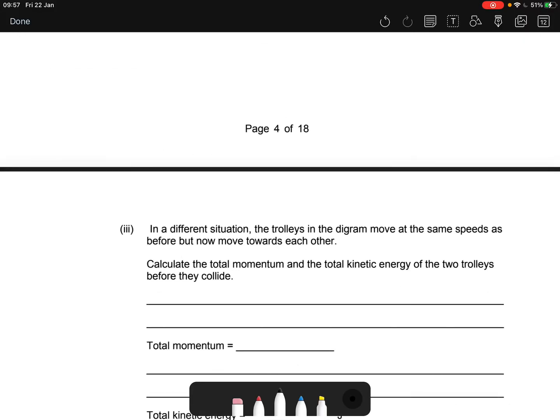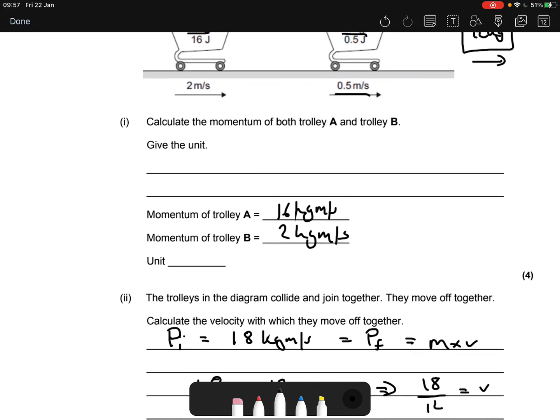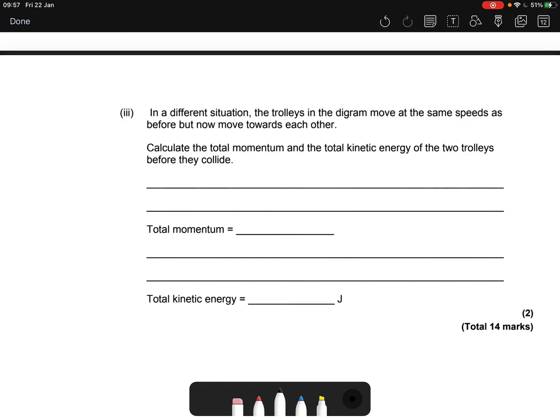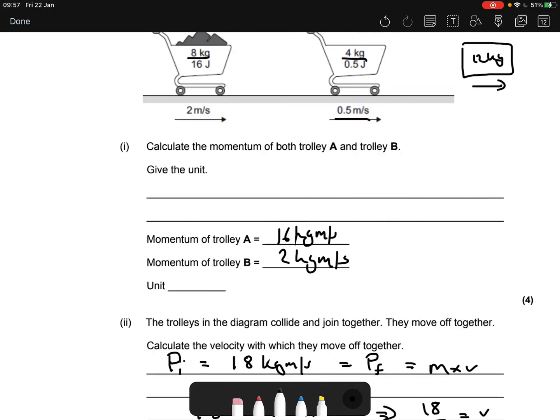So the total momentum, this time beforehand, instead of having 16 and 2 both going in the same direction, I will have, say, 16 going that way, and 2 going that way, so they sort of cancel out. So my total momentum beforehand is 14 kilogram meters per second. However, the kinetic energy, that's a scalar, that's unchanged. You don't have energy in a particular direction, so I still have the same kinetic energy.